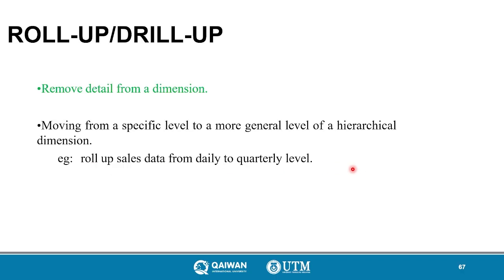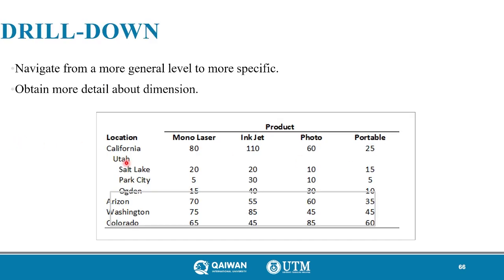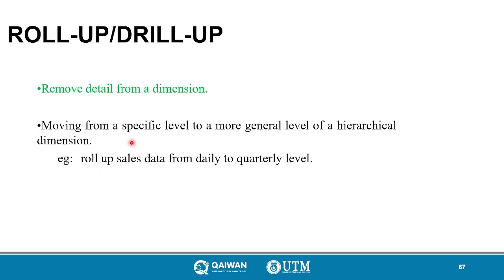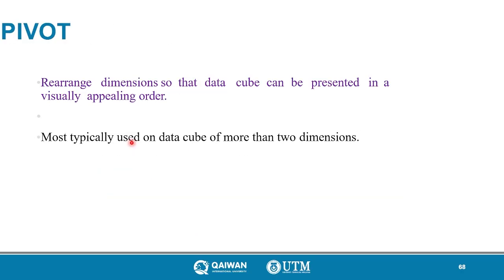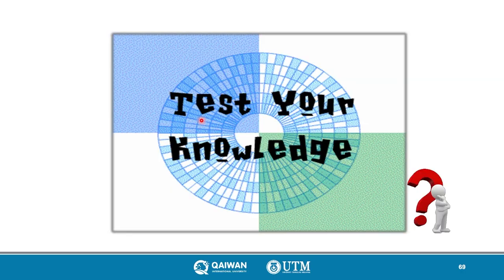Roll up or drill up means to remove detail from the dimension. So instead of going inside Utah and seeing Salt Lake, Park City, and Ogden, we will say only Utah, or America by itself. Now we have the pivot. Rearrange dimensions so that the data cube can be presented in a visually appealing order, or in a way that we like it more. Now, most typically a data cube is used with more than two dimensions.